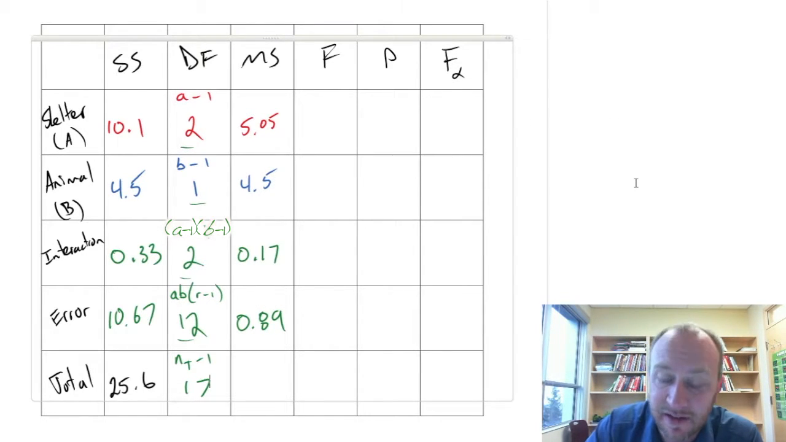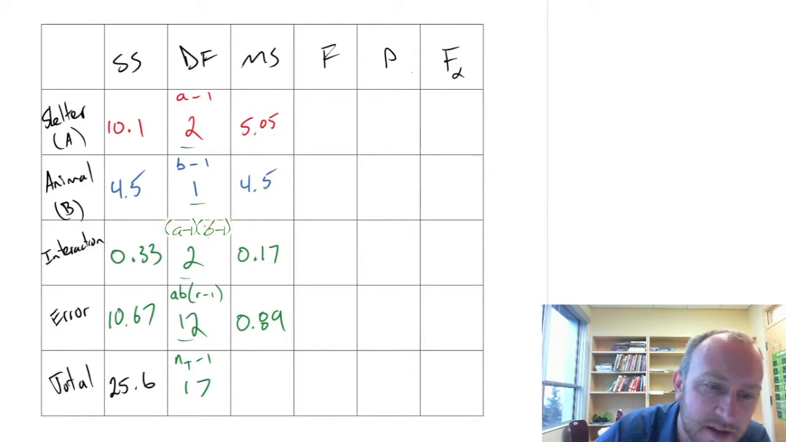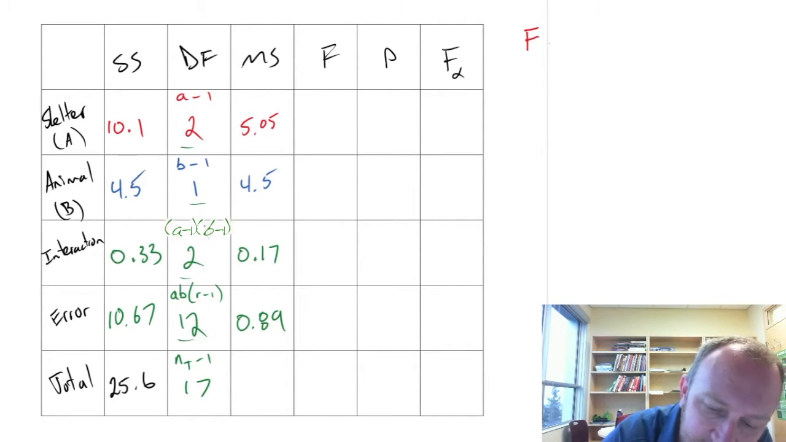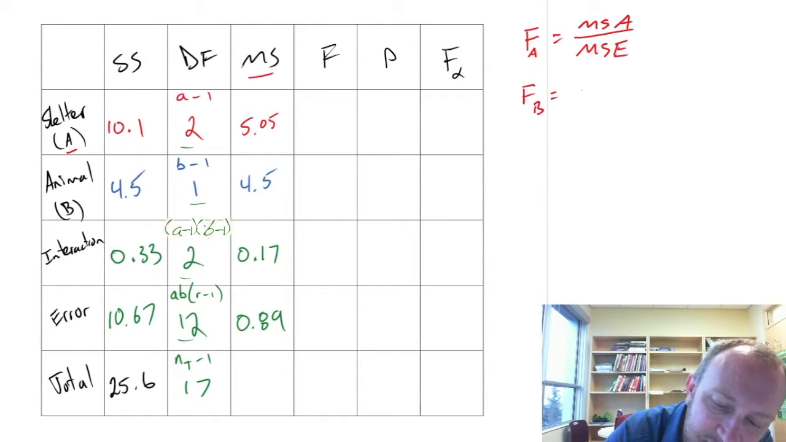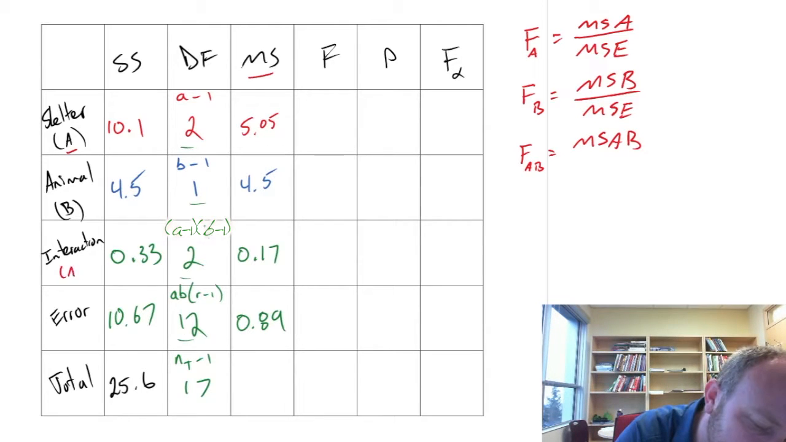So our F statistics now. Now we have 3 F statistics. And these 3 F statistics, let me grab another color here. We're running out of colors. So the F statistic on factor A is MSA, so that's mean squared for factor A, divided by MSE. The F statistic for factor B is MSB divided by MSE. And for interaction, this is MSAB, divided by MSE.